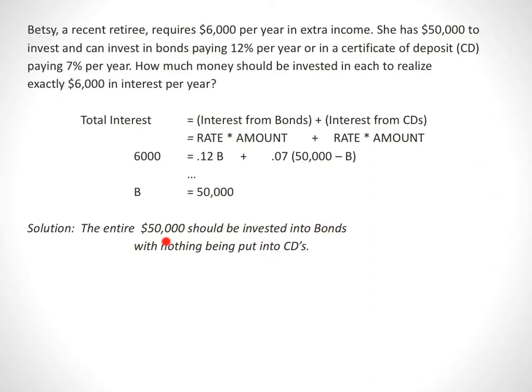So it's a misconception that you always have to put some in each of them. Something has to go in bonds, something has to be in CDs. That is not the case. You can put it all in one or the other, whatever is going to hit you right at that 6,000. And for us, we get 50,000. Now, for other problems, when you have some partial amount, to get the other value, you'd subtract it from the whole. So that's it.